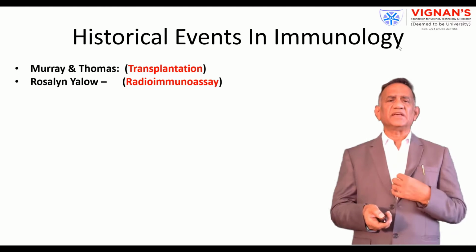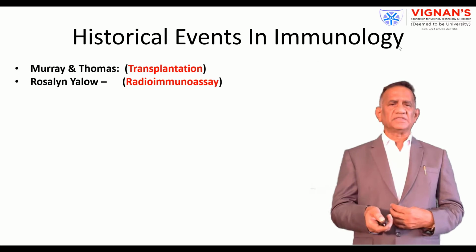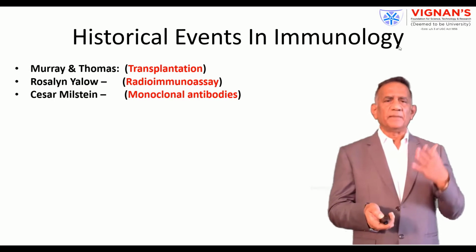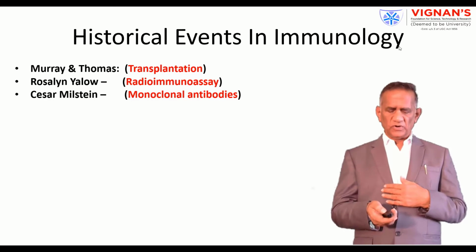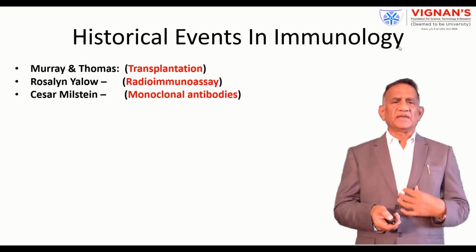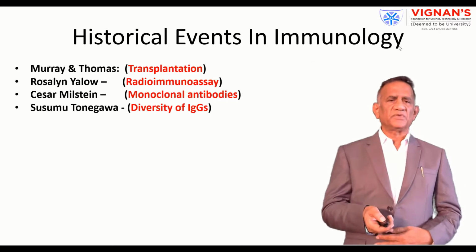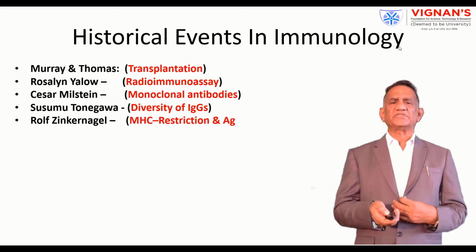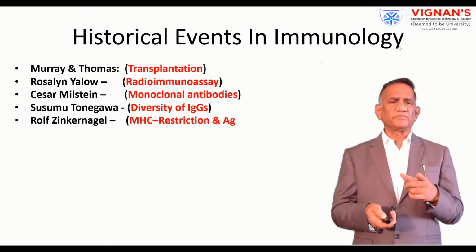And Cesar Milstein did the monoclonal antibodies. Nowadays, the subject of life science and biotechnology has come into limelight only because of monoclonal antibodies, because they make a lot of economy for the country. Susumu Tonegawa is a Japanese scientist. He worked on the diversity of immunoglobulins, a good amount of theoretical, computational biology oriented work. And Rolf Zinkernagel did MHC restriction and antigen presentation, which is one of the important aspects in cell-mediated immunity.